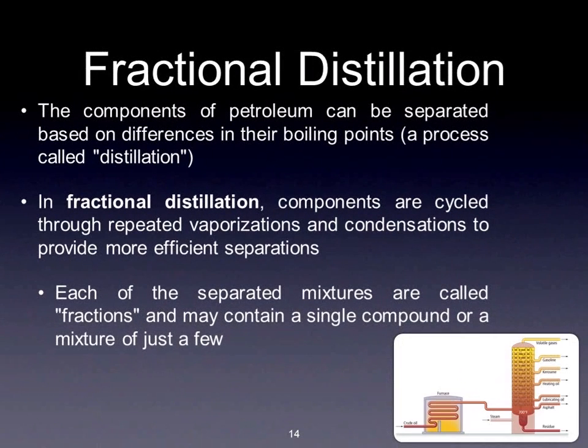Because different components of petroleum have different boiling points, distillation can be used to separate the mixture. Oil refineries, like the ones pictured on the previous slides, use a process called fractional distillation, in which the distillation process is repeated over and over again to produce several separate mixtures. These mixtures are called fractions.